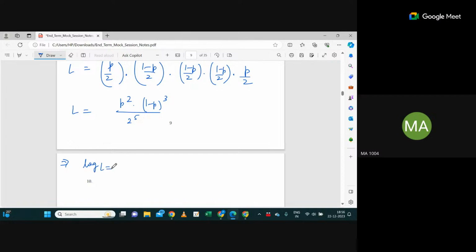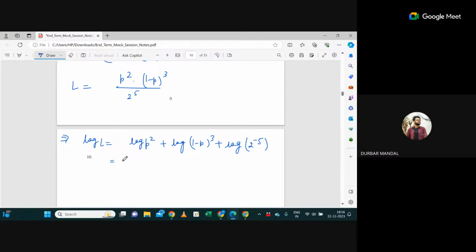So log of L, that means it will be log of p square plus log of 1 minus p cube, basically a natural log, plus log of 2 raised to the power -5. It will be minus 2 raised to the power -5, I have written. So 2 log p plus 3 log 1 minus p minus 5 log 2.